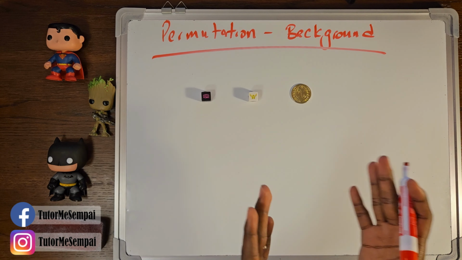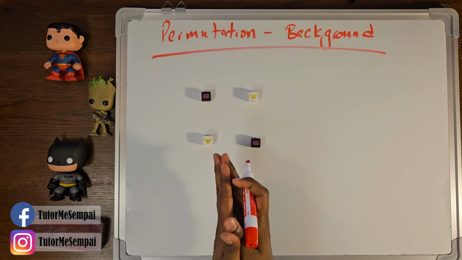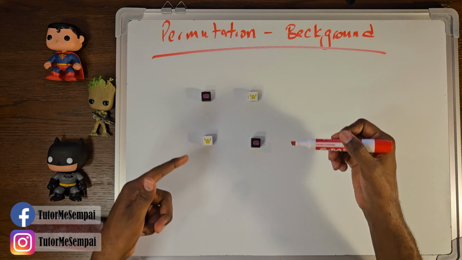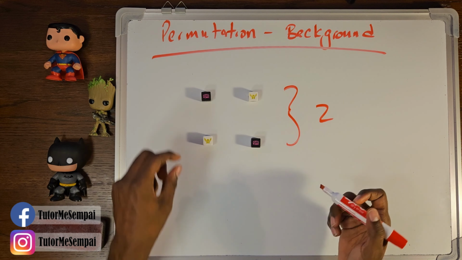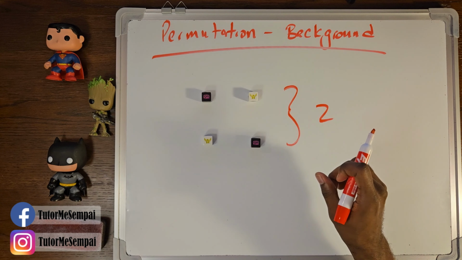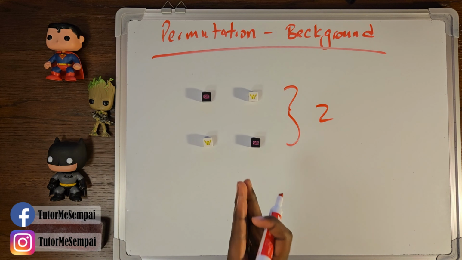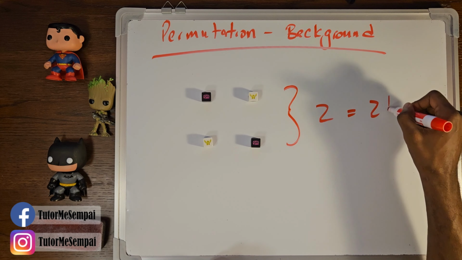Well, let's first break down what 2 factorial looks like. 2 factorial assumes that you only have 2 items and you want to rearrange those as much as you possibly can. Well, there are only going to be 2 different ways you can rearrange 2 items. You can have the black one first and the white one second, or the white one first and the black one second. There's no other way you can rearrange these 2 items. This is going to be your 2 factorial.